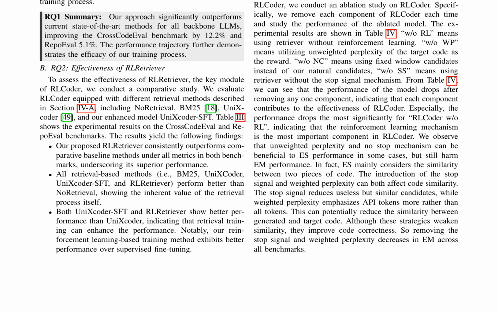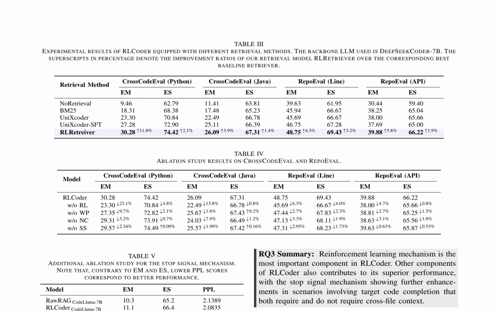The experimental results in Table IV show that removing any one component results in a performance drop, indicating that each component contributes to the effectiveness of RLCoder. The reinforcement learning mechanism is found to be the most important component in RLCoder. The research paper discusses the reinforcement learning mechanism in RLCoder, which significantly improves code completion performance.